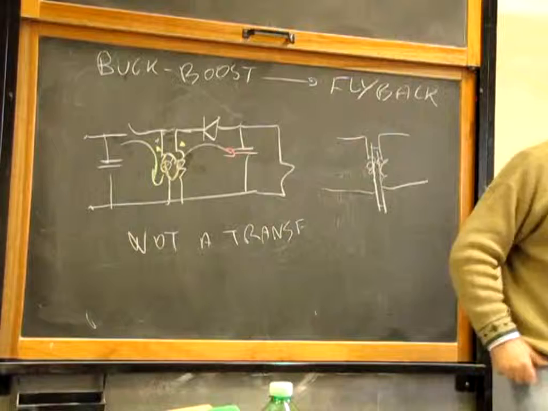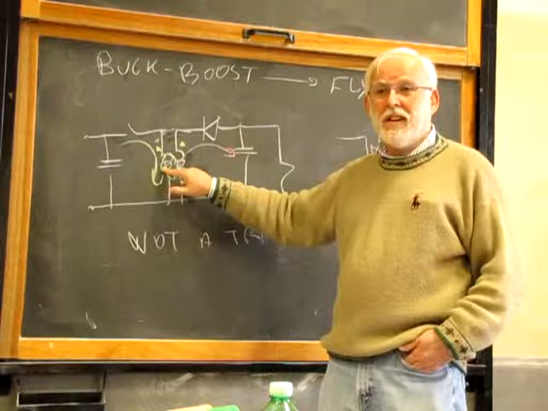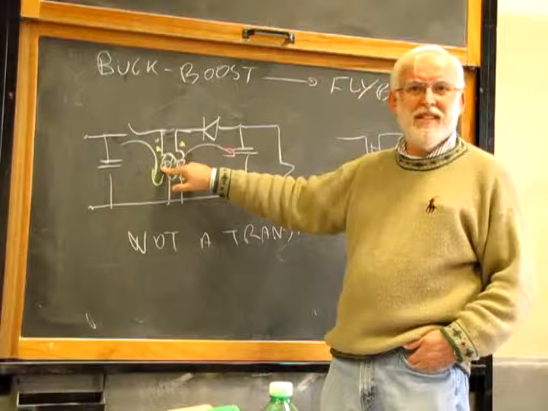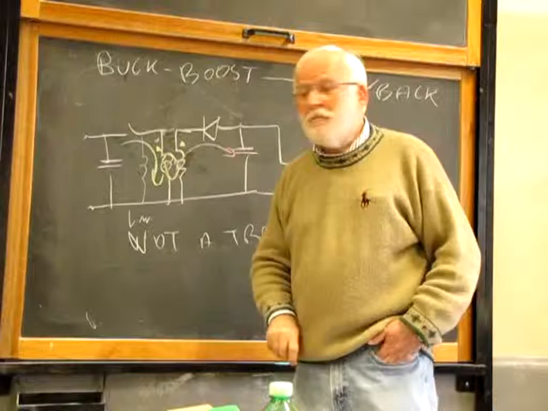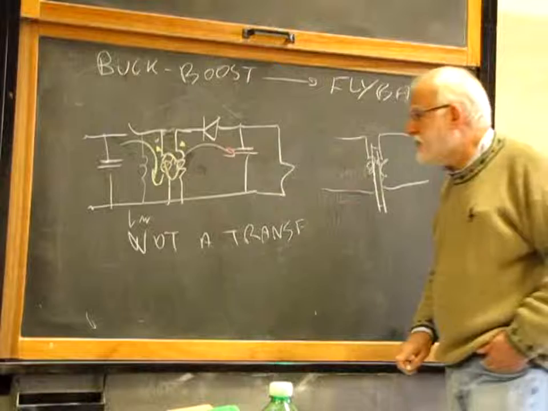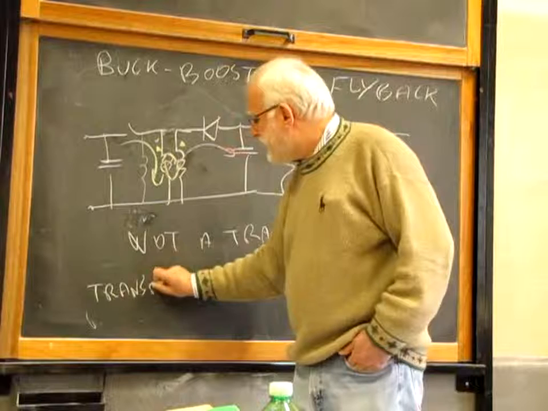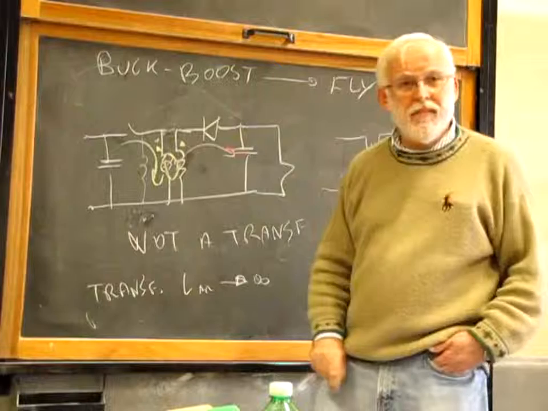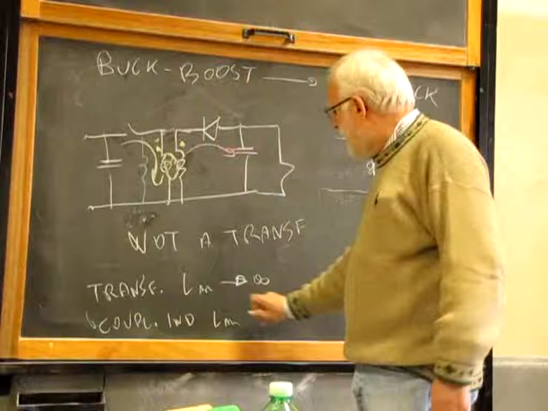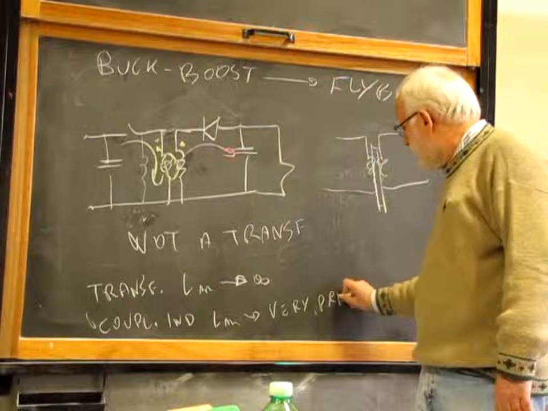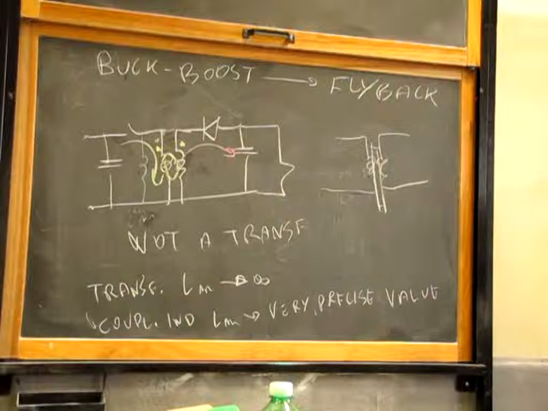Because in order to store energy over here, what do I need? I need an inductance. Transformers have an inductance that is called magnetizing inductance, Lm. But the difference between a transformer and these two coupled inductors is that in a transformer, Lm must be as large as possible. Ideally, it should be infinity. In this object that looks like a transformer, but is not a transformer, because of coupled inductors, Lm must be a very precise value, because it is excited, this inductance is where energy is stored.